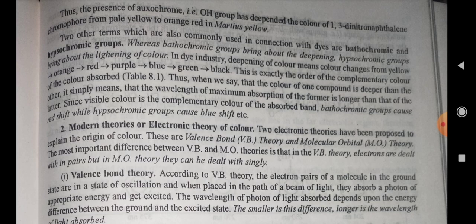Two other terms which are also commonly used in connection with dyes are bathochromic and hypsochromic groups. Bathochromic groups bring about the deepening of color. Hypsochromic groups bring about the lightening of color. In the dye industry, deepening of the color means color changes from yellow to orange, orange to red, red to purple, purple to blue, blue to green, green to black. This is exactly the order of the complementary color of the color absorbed.